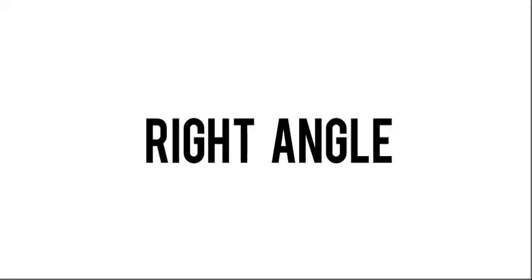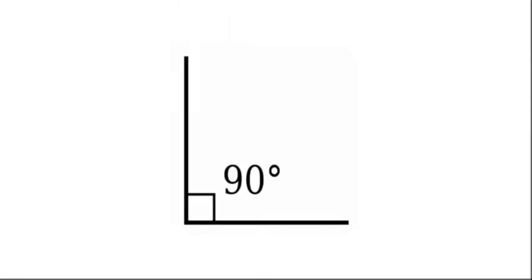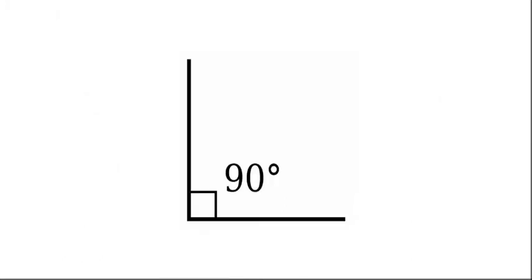Moving on. Moving on is the right angle, and that is an angle of exactly 90 degrees. Oh, and here's an example of the right angle. Take it all in, see what's there.